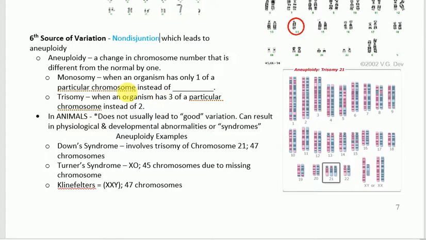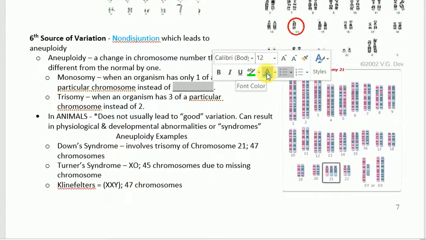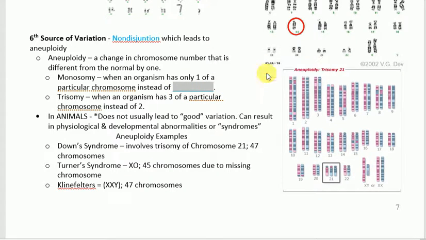There's monosomy, which is when an organism has only one of a particular chromosome instead of the normal 2. An example of that would be Turner syndrome, which is shown right up here. Number 14, you can see, is missing a chromosome. And then there's trisomy, and this is when an organism has 3 of a particular chromosome instead of 2. And that can be seen right here. This is Down syndrome, and it's also referred to as trisomy 21.